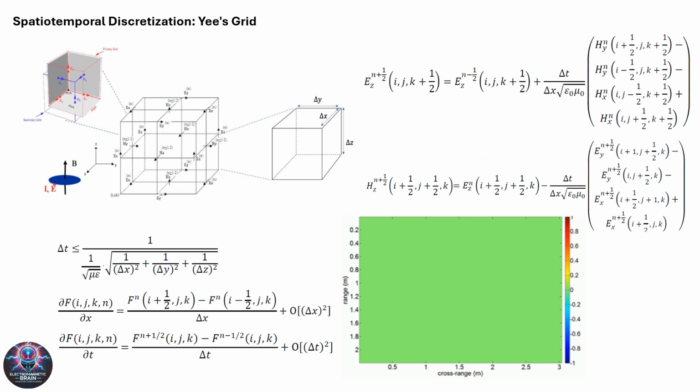Specifically, Ex, Ey, and Ez are defined at primary grid points, while Hx, Hy, and Hz are defined at secondary grid points. Each E component is surrounded by 4 adjacent H components, and vice versa. For example, at grid location i+1/2, j, k, the Ex is influenced by adjacent Hy and Hz components. The spatial domain is divided into a grid with increments delta x, delta y, and delta z in the x, y, and z directions, respectively, while time is divided into increments delta t.